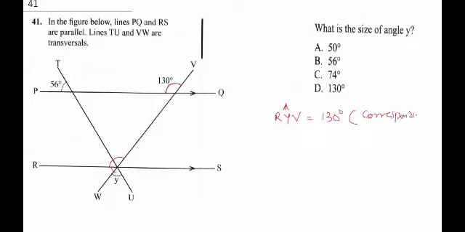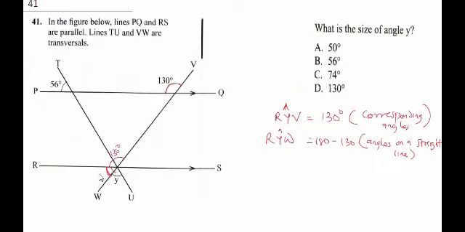Now this is called corresponding angles. Okay, corresponding angles. Then we're going to get here will be what? RYW. That's here. RYW will be 180 minus 130. You call it angles on a straight line. On a straight line.